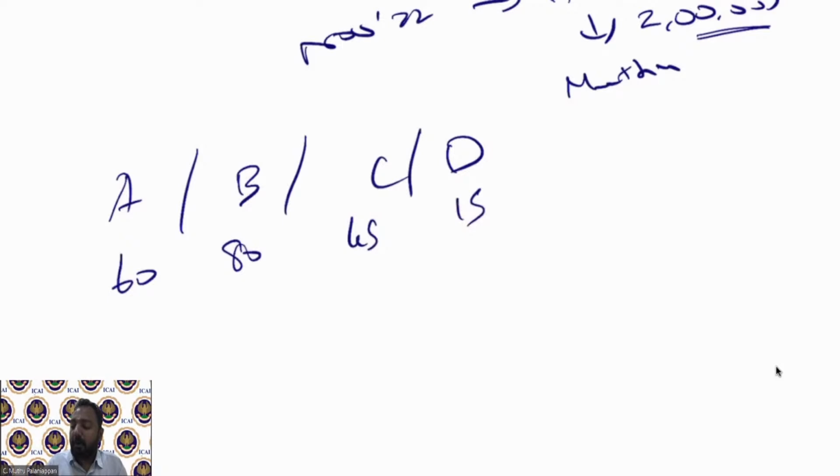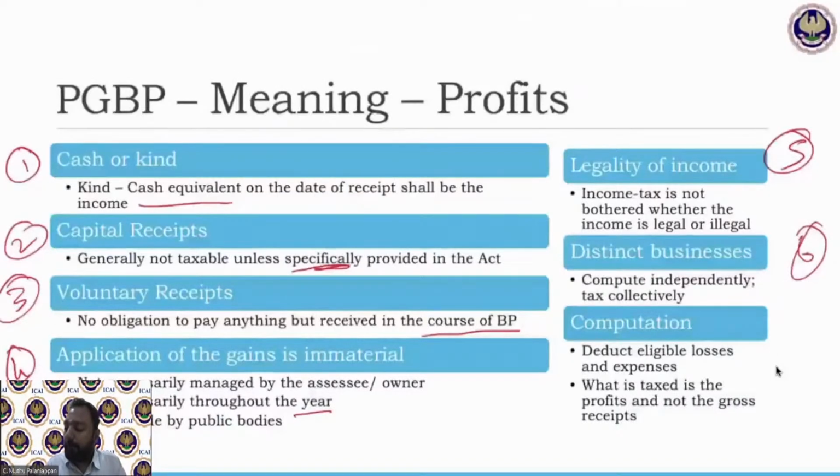So it is 120, 200. Now this entire amount of 200 will be categorized, so this entire 200 will be taxable. So you compute independently, but then tax collectively. When you pay tax, you pay for 200. When you compute income, you compute for each business. So that's what this concept of 6 and 7 is about.